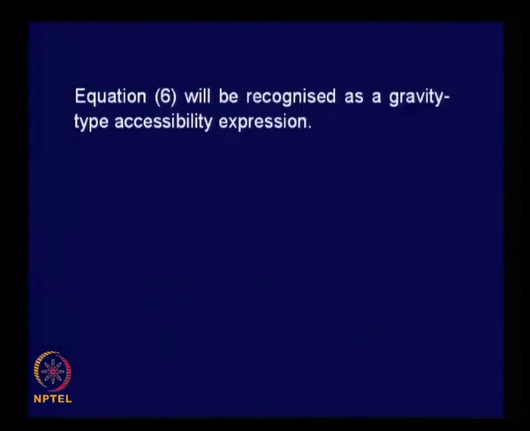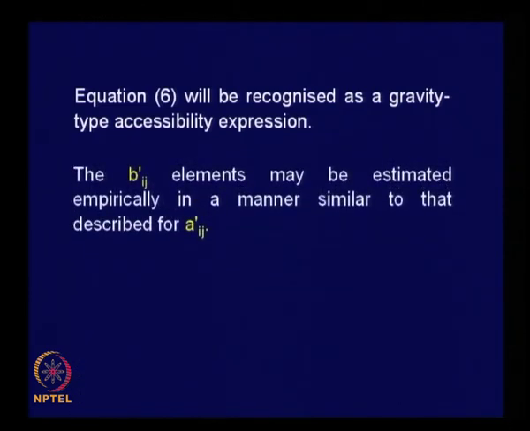Equation 6 will be recognized as a gravity type accessibility expression, because we just measure the accessibility to a particular zone with respect to the accessibility of that zone to all other zones. Okay. It is a relative measure of accessibility. The B dash ij elements may be estimated empirically in a manner similar to that described for A dash ij, right.